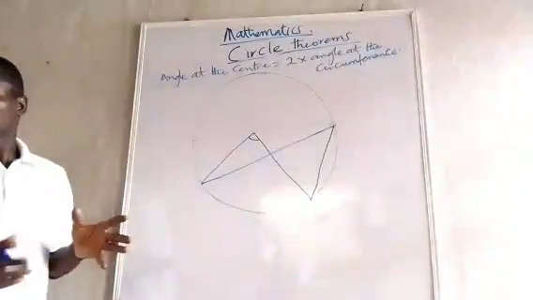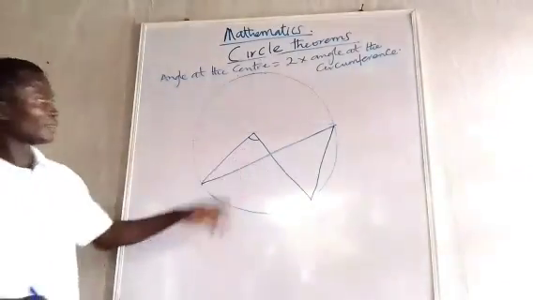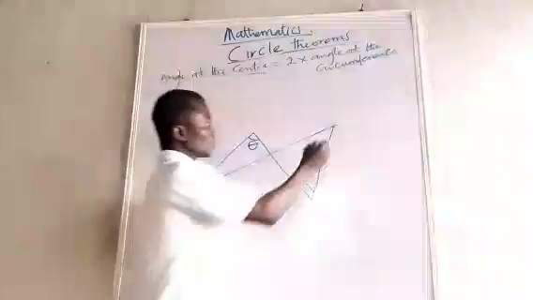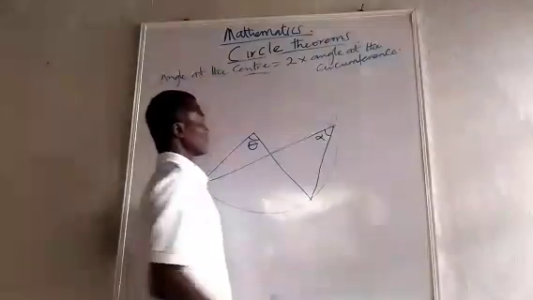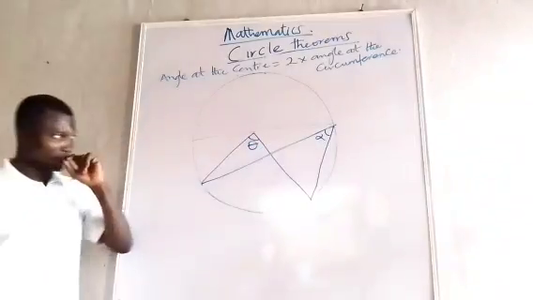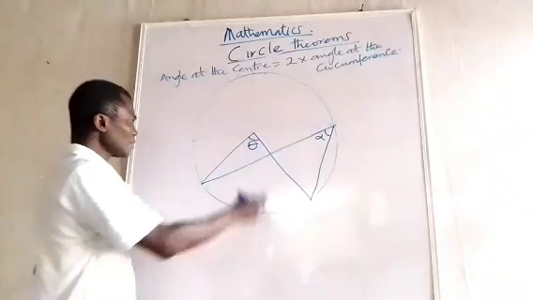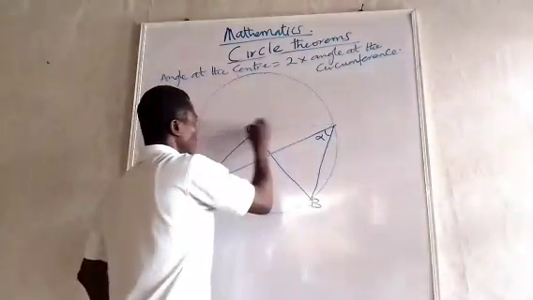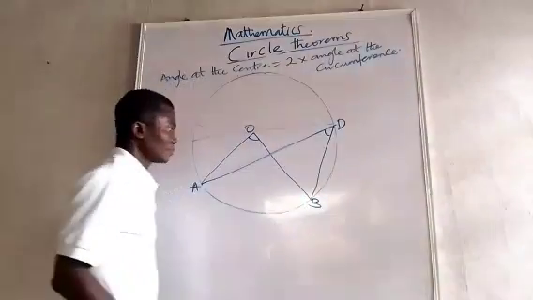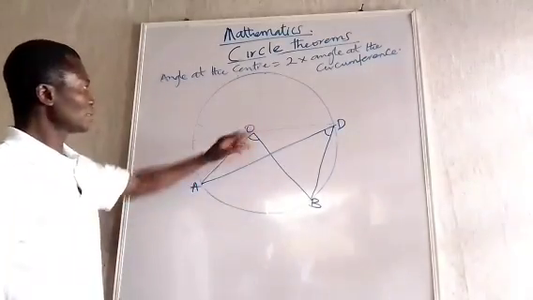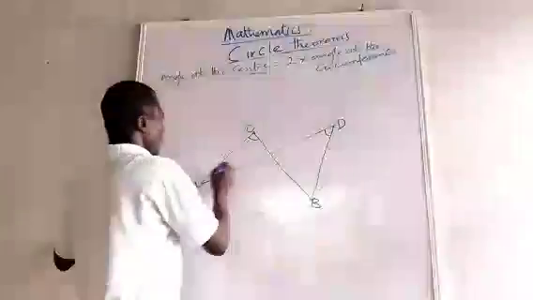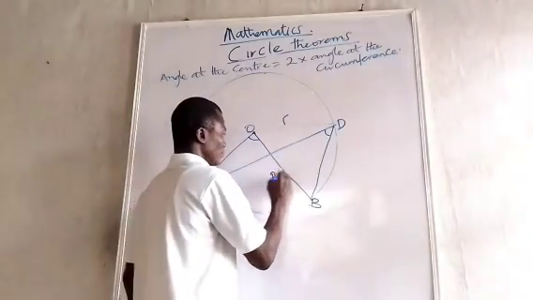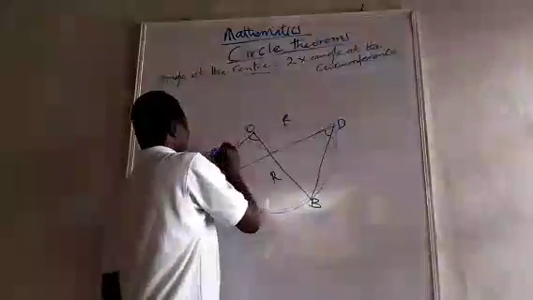What the theory is saying is that this angle here will be twice this one. That is what it is saying. Now let's quickly look at it. Let's place this A, B, O, and B. And since we have it like this, this place is R, this place is R, and this place is also R. Let me make it capital.